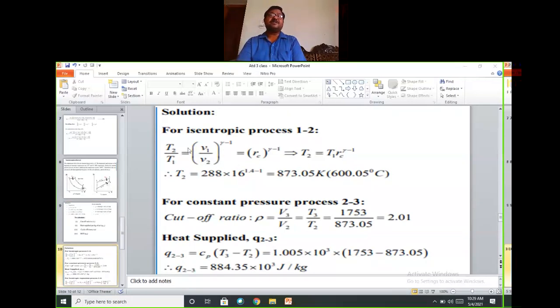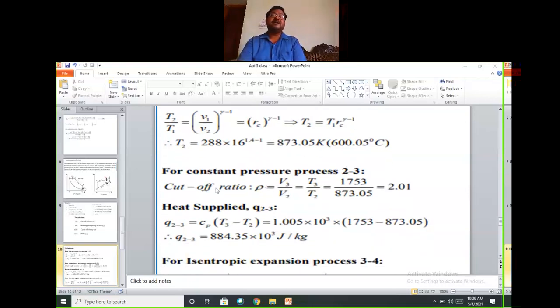Solution: isentropic process, T2 by T1 is equal to V1 by V2, that is rc, to the power of gamma minus 1. You can calculate T2 as 288 into 16 to the power of 1.4 minus 1. For the constant pressure process, cutoff ratio rho is V3 by V2, equal to T3 by T2. T2 you calculated as 873 Kelvin. If you substitute this, you'll get the cutoff ratio.